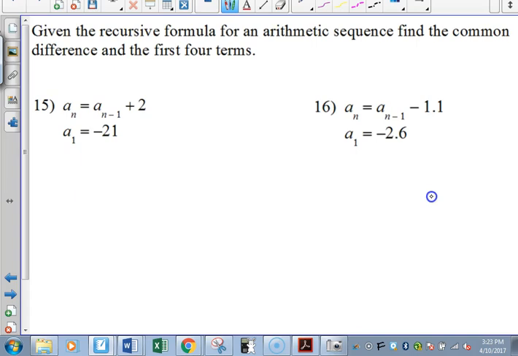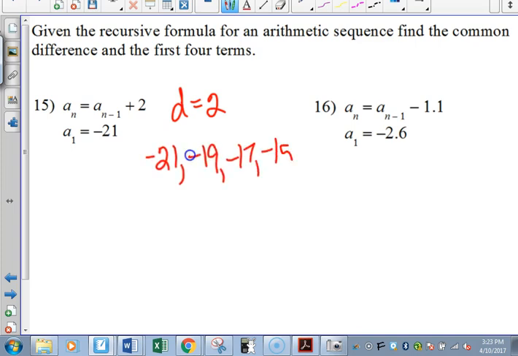All right. What is this form called? Recursive. Does it tell us everything we need to find the difference? What's the difference? This one should be really obvious. The difference is 2. And how do we start this? Negative 21 plus 2 is negative 19, plus 2 is negative 17, plus 2 is negative 15.